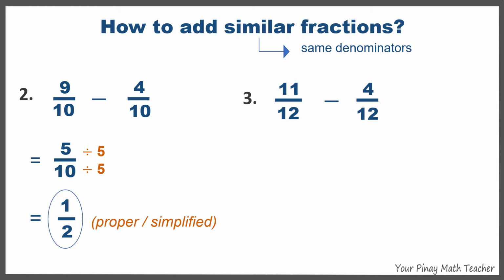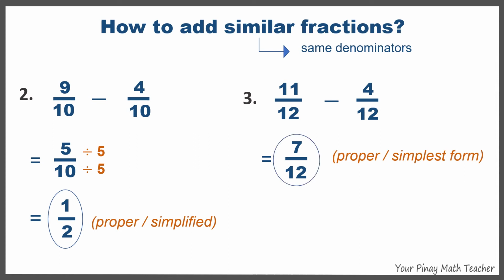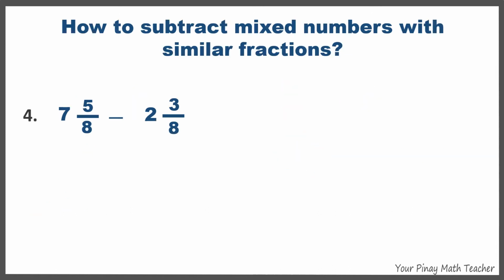Number 3, 11/12 minus 4/12. 11 minus 4 is 7/12. Since this is already a proper fraction and it is in its simplest form, then 7/12 is the final answer. Number 4, 7 and 5/8 minus 2 and 3/8.